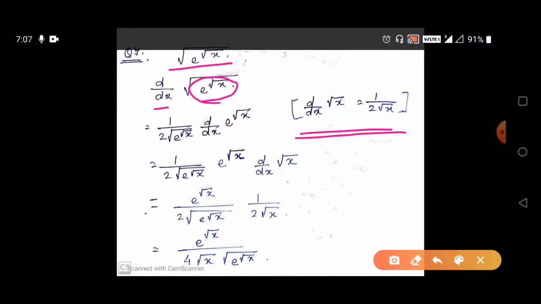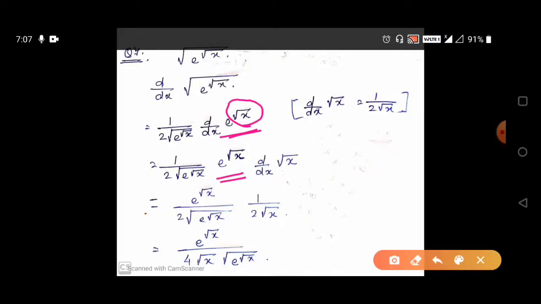Now we have to again differentiate e to the power root over x. Here we will use the formula of d/dx of e to the power x, and in place of x we have root over x. d/dx of e to the power x is e to the power x. And since we have root over x in place of x, we have to again differentiate root over x. d/dx of root over x is 1 by 2 root over x. So our answer is e to the power root over x by 4 root over x into root over e to the power root over x.